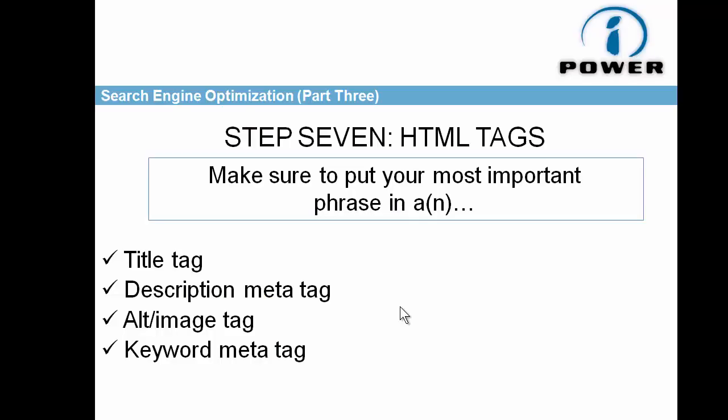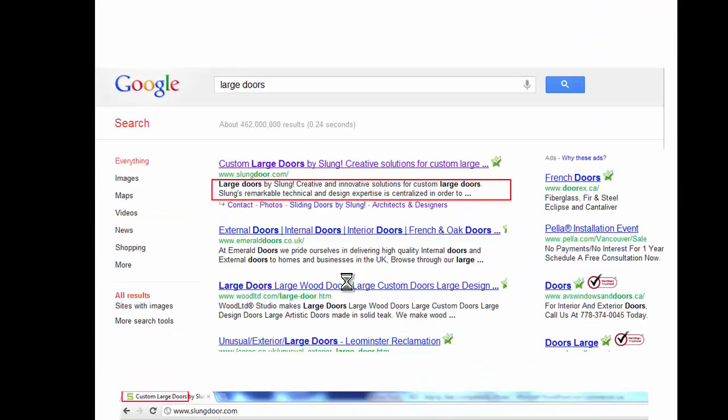Once again, this is the list of all important HTML tags. Title tag, the name of your website, image tag, and keyword meta tag. And then we also have description meta tag. Let me show you this.